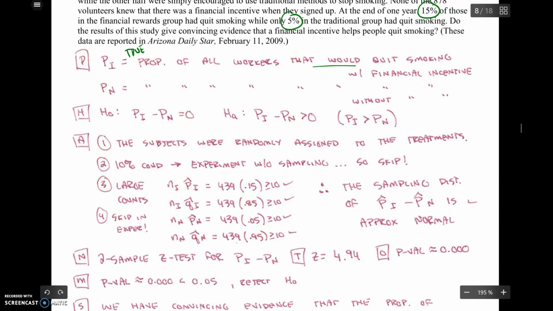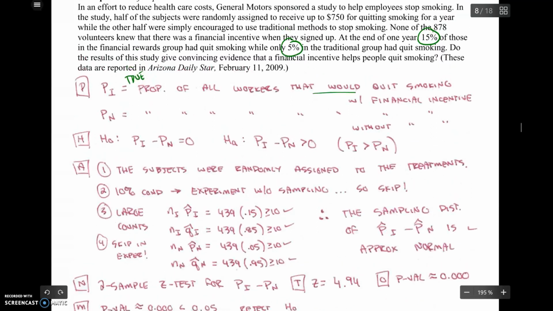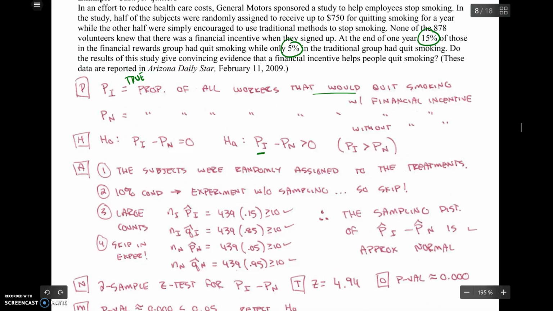The H0: PI minus PN is equal to 0 against the alternate. I'm wondering if the incentive is greater than the non-incentive. So I'm wondering if that difference is positive. The subjects were randomly assigned to the treatments. I just changed the wording slightly. But this is going to cost you a point if you don't word this carefully.